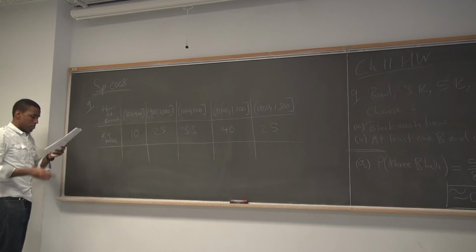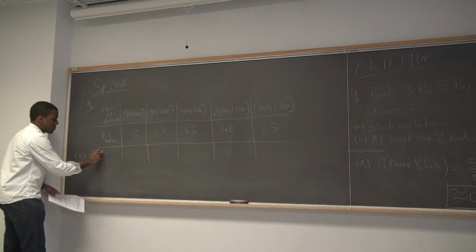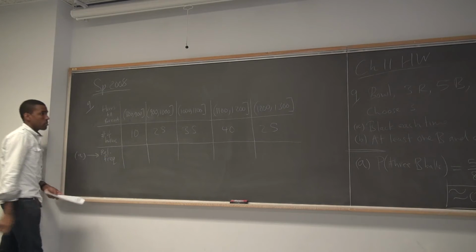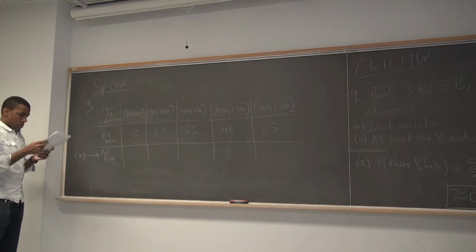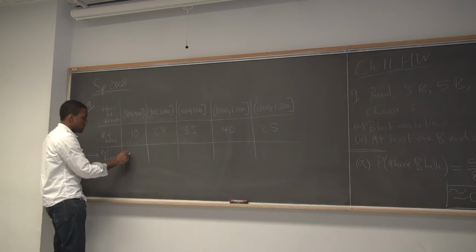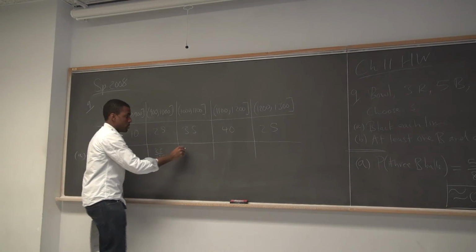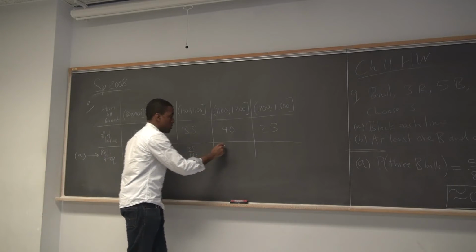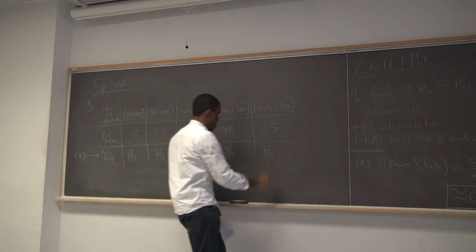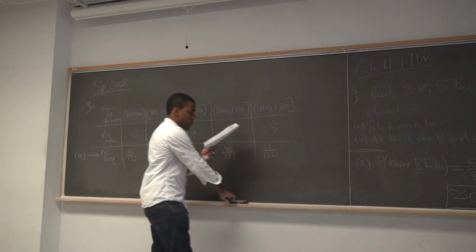So for part A, we need the relative frequency. So let's just put it in this table, relative frequency. We have 135 bulbs in total, randomly selected, which means the relative frequency here would be 10 out of 135, 25 out of 135, 35 out of 135, 40 out of 135, 25 out of 135. That would be the relative frequency, and it says, based on the data, prepare a relative frequency histogram.